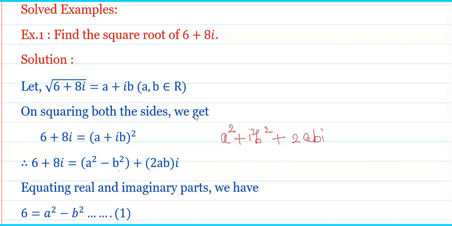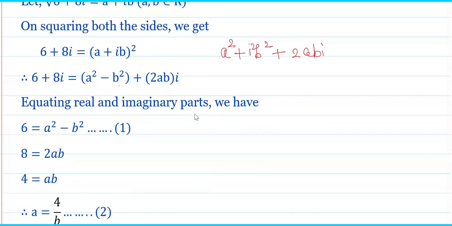Again, equating the real and imaginary parts, you will get 6 equals a square minus b square. This is the first equation. The second equation is 2abi equals 8i. Here i gets cancelled on both sides, so you will get 2ab equals 8, that is ab equals 4.